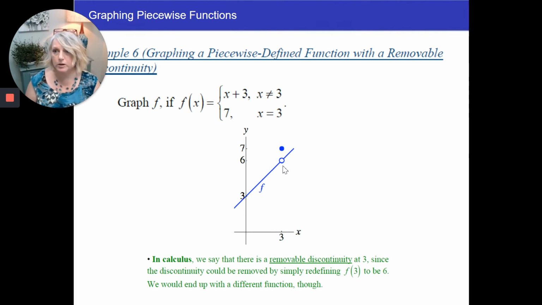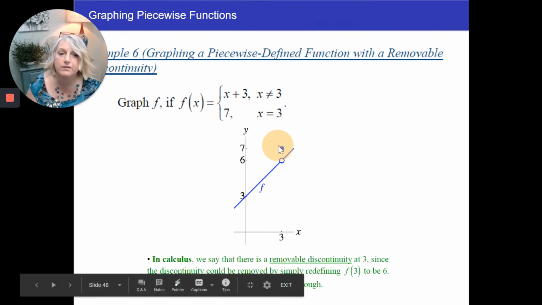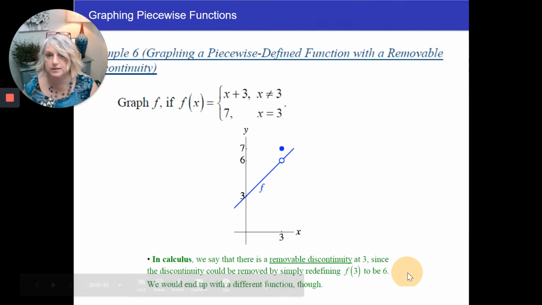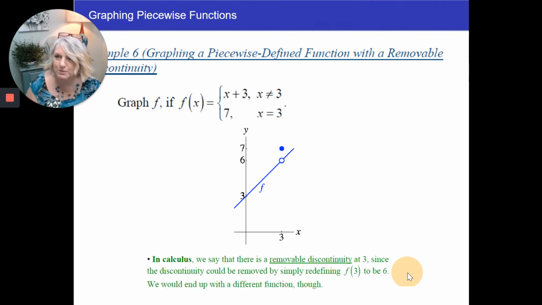And so this is what's called a removable discontinuity. More specifically, it's called a removable point discontinuity. And the definition, if I say what's f of 3, is not going to be 6, it's going to be 7. F of 3 is 7 because that's where the closed circle is. If I wanted it to not be discontinuous, then f of 3 would have to be, of course, 6, which is not true in this one. It would be a different function.